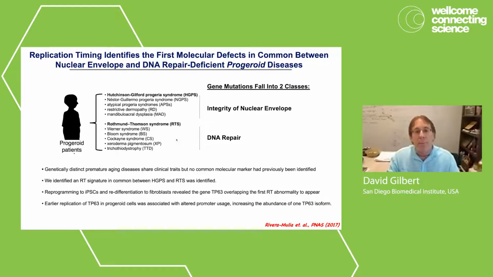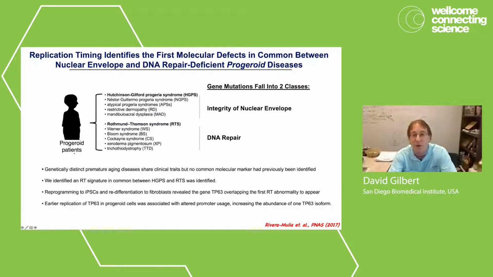So what he noticed in his reading was that there was a conundrum in the field of premature aging diseases or progeroid diseases, which is that we all know about progeria, Hutchinson-Gilford, but there's actually 11 different syndromes, and they all have very similar clinical traits, but they fall into two general genetic categories: either the integrity of the nuclear envelope, most famously the nuclear lamina, or DNA repair pathways. And there had been no common cellular trait found between these different classes of disease.